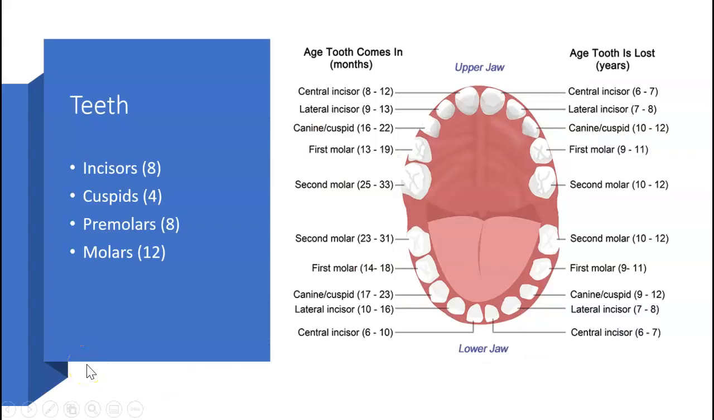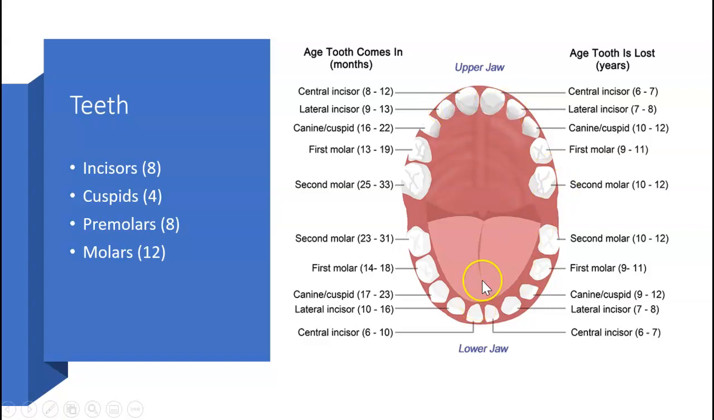Moving on to your teeth. During the course of your lifetime, you have two sets of teeth, your baby teeth and your adult teeth, right? You have 32 permanent teeth. There are 8 incisors, 4 top and 4 bottom, and these are the sharp front teeth that you use for biting into food. Here's your central incisors, and here's your lateral incisors.